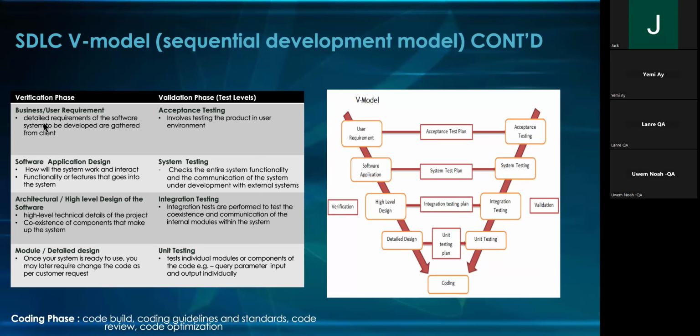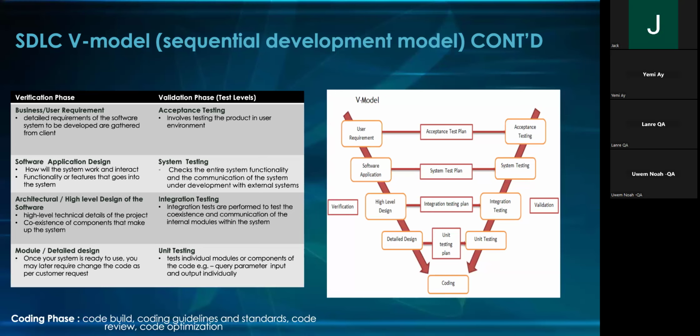So, what are the phases? Business user requirement. Here, a detailed requirement of the software system to be developed is gathered from clients. When you gather that, the validation guy will come in, the testing phase. Acceptance testing will be done at that phase. It involves testing the product in the user environment. That's how you validate it.